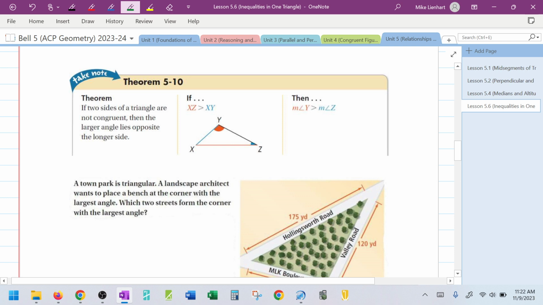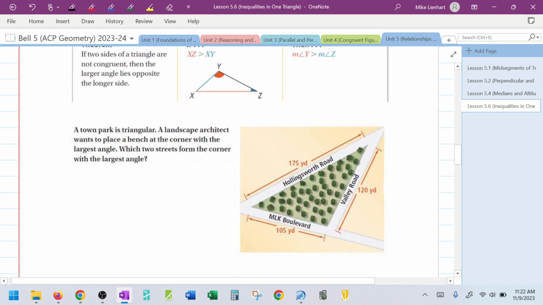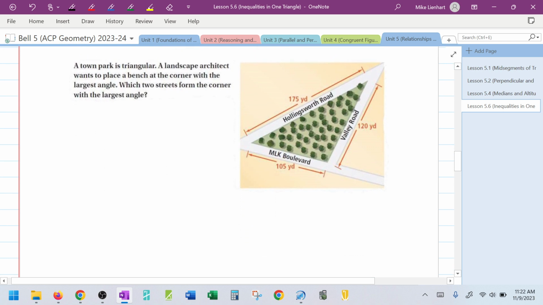What this theorem allows us to do is organize the angles of a triangle in order from least to greatest. That might ring a bell to some of you. So if I look at this right here, I know that 175 is the longest side. Therefore, the angle directly across from it, hopefully you can see my cursor here, has to be the biggest angle. I see 105 is the shortest side, so the angle across from it has to be the smallest angle.